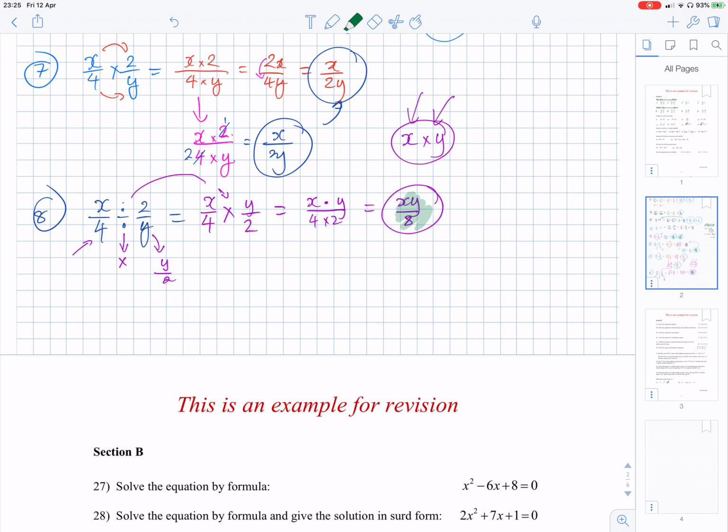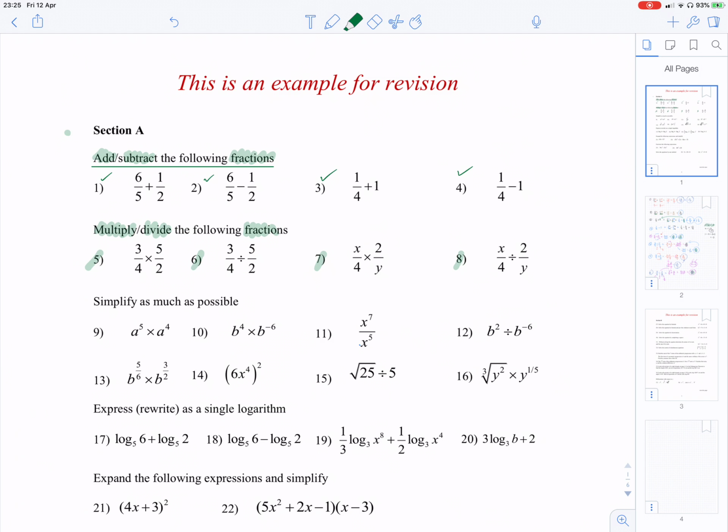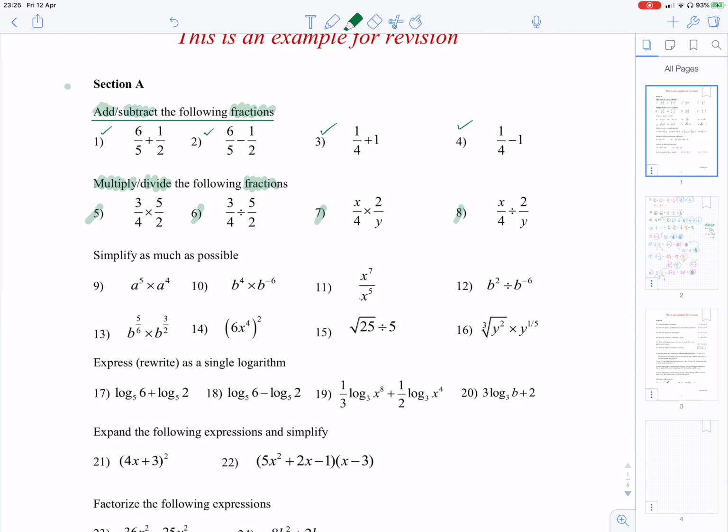Okay, I hope that helps. So next I'm going to look at how to simplify as far as possible from number 9 to number 12, in fact to number 16. So watch for that in the next video.